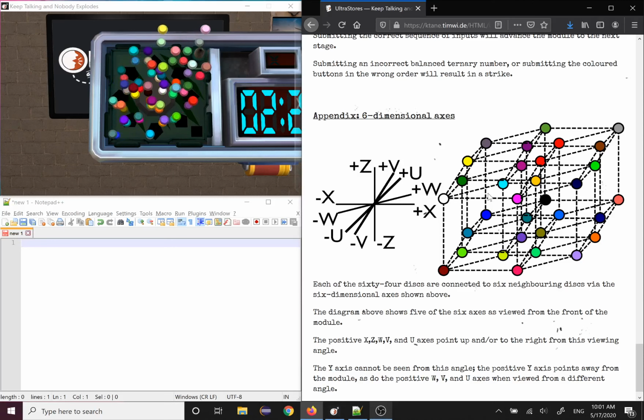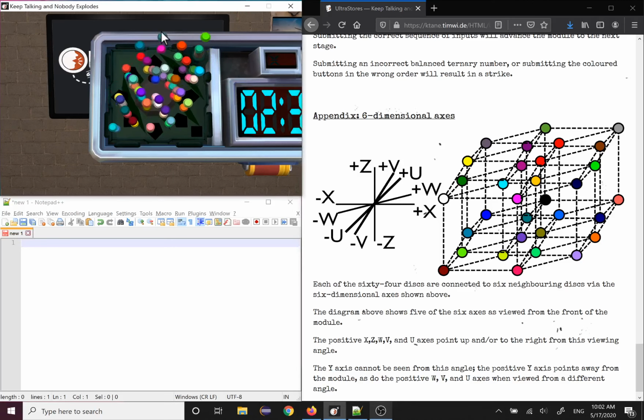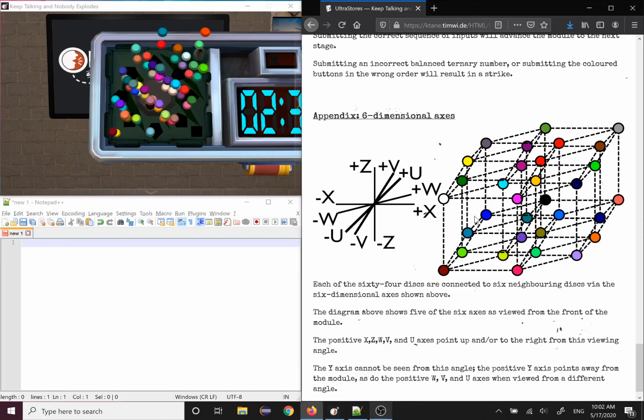Now, for those who do get that, you obviously know that UltraStores doesn't have those edges, and so it's slightly more difficult to draw those arrows. You see that the module does not have edges, and even in the manual, you only have dotted lines. However, the base idea still remains the same.